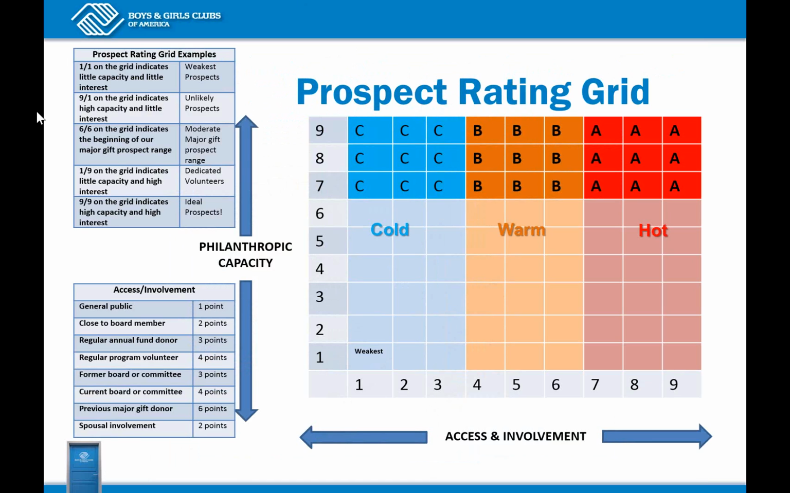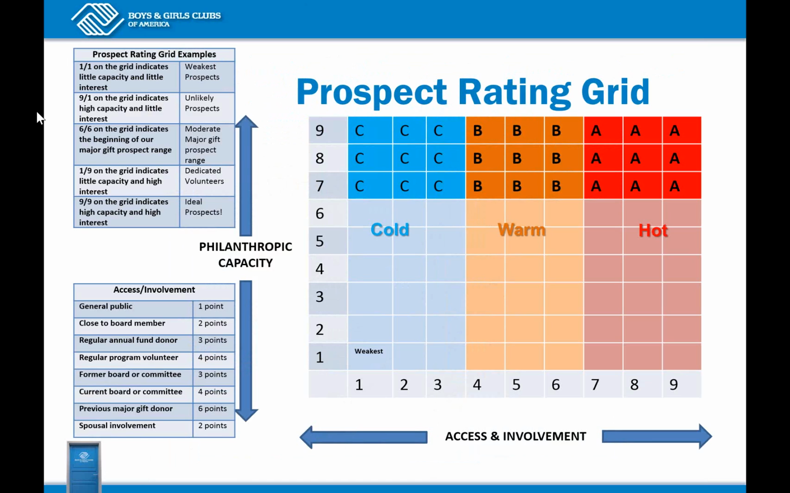But 9 is the very most wealthy, wonderful, perfect, awesomely generous donor for your community that you can think of. Good question. In the handout, too, there are some suggestions for how many points you might give to someone based on their involvement in various ways. So you can see on here: program volunteer, board or committee, current donor, previous donor, spousal engagement. Those things all sort of help you to rank this person.